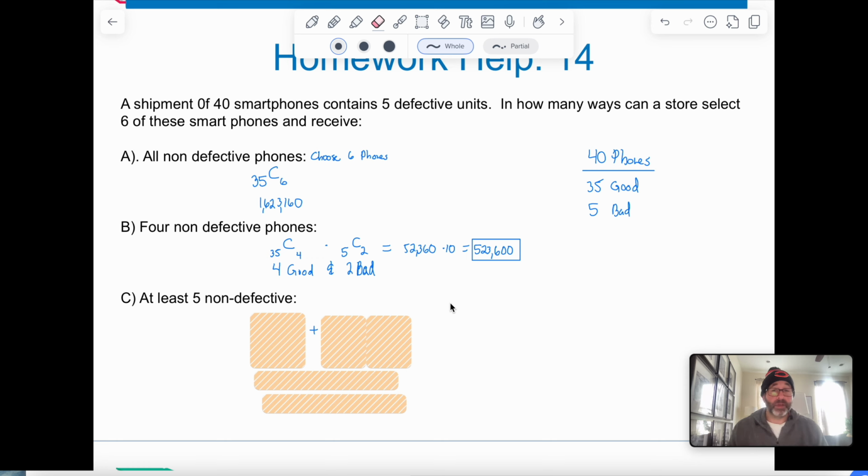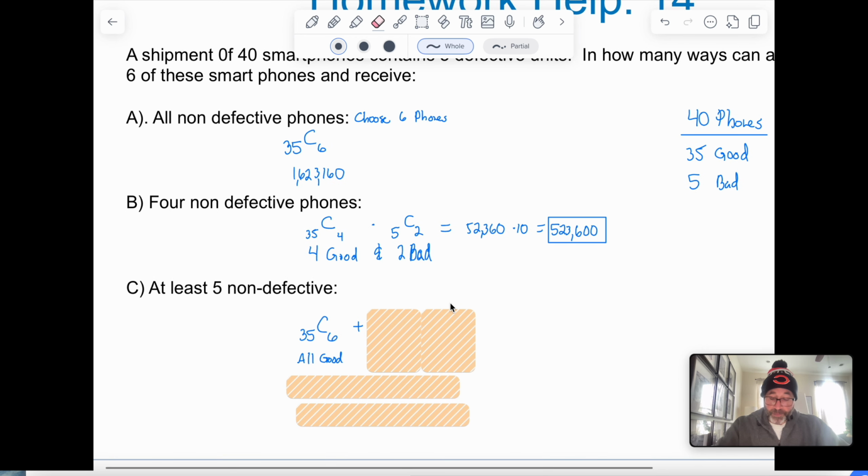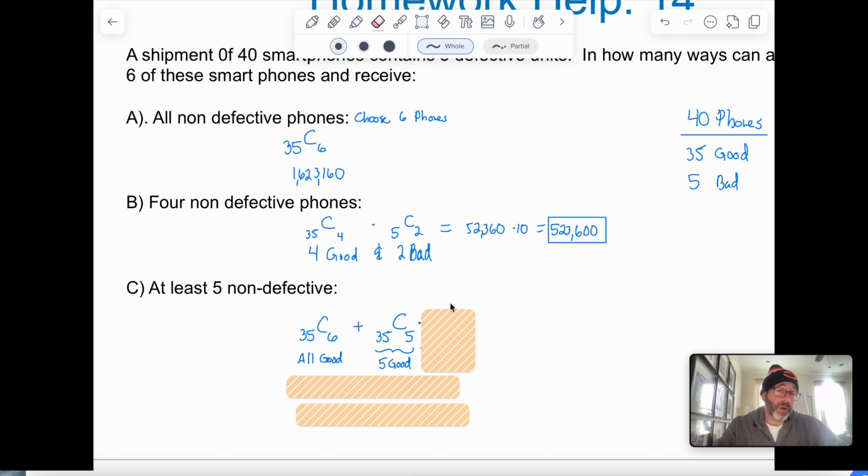Okay? If this had been saying at least 4 that are not defective, we'd have to do 4 and 2, 5 and 1, 6 and none. But in this case, we're saying at least 5 that are not defective. So what does this look like? Well, in the first scenario, we have 35 phones. We're going to choose 6 of them, and all of them are going to be good. In the second scenario, we're going to choose from 35 phones, 5 of them are going to be good, and then 1 of them is going to be bad.